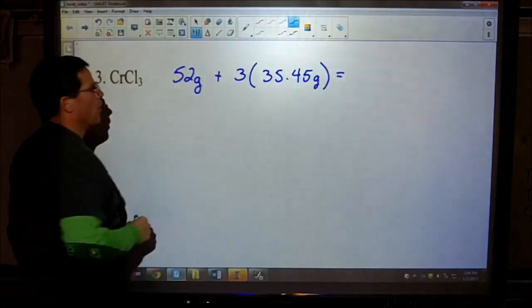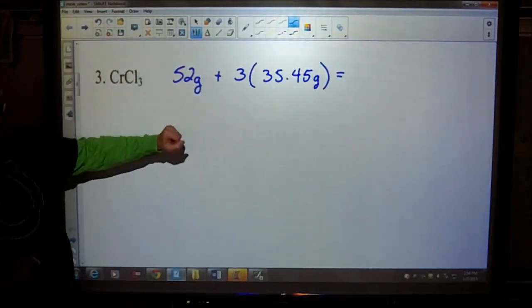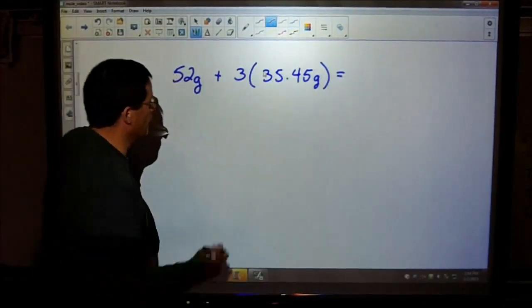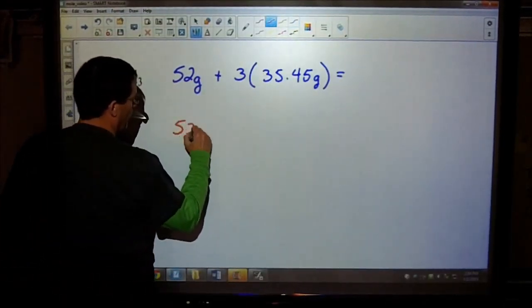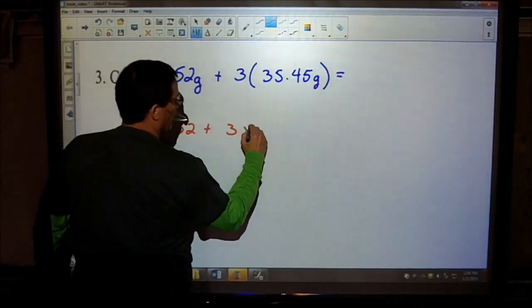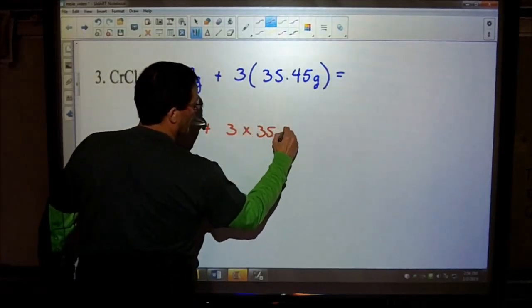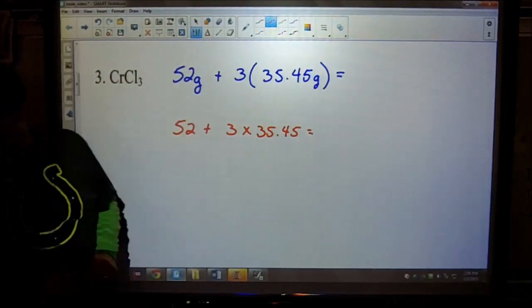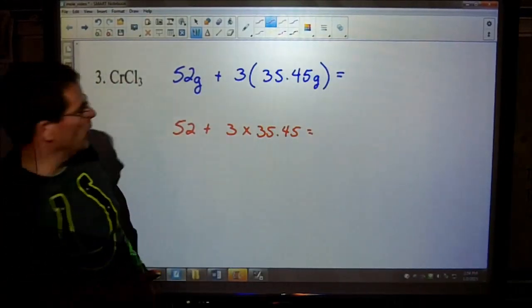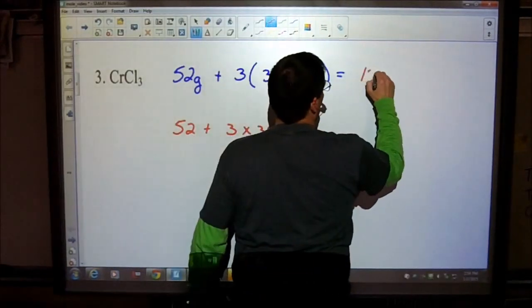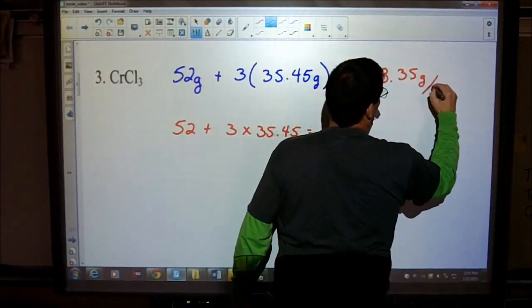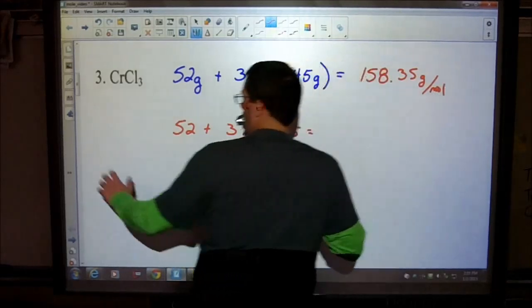And then we simply take 52, add it to 3 times 35.45. If you're not sure how to type that in on your calculator, it's hopefully pretty straightforward since we don't divide anything, and that's how you type it in. And that one is 158.35 grams per mole.